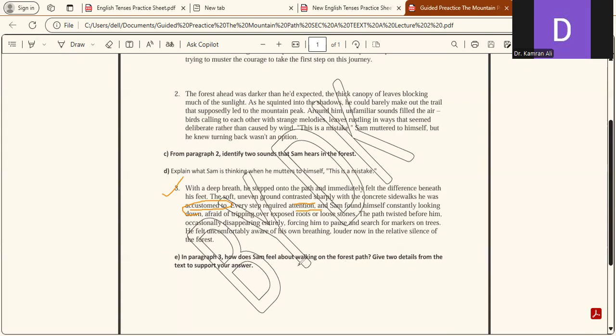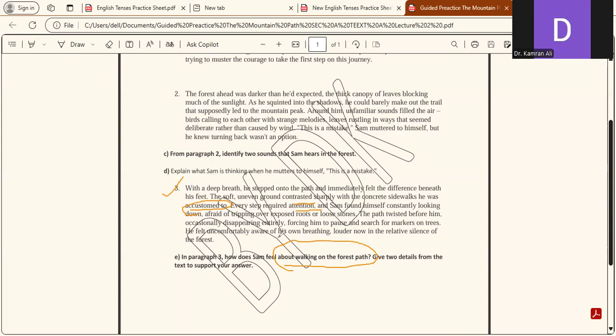Or rather, about walking on the forest path. So this is also very important. It's not a feeling in general. It's related to when he's walking on the forest path, right? So one thing about the walking is that he's not accustomed to walking on such a path, right? Every step required attention, right? So he needs to be careful, right?